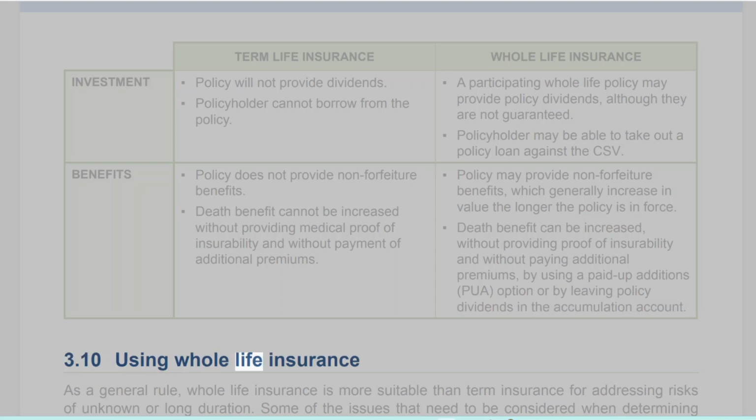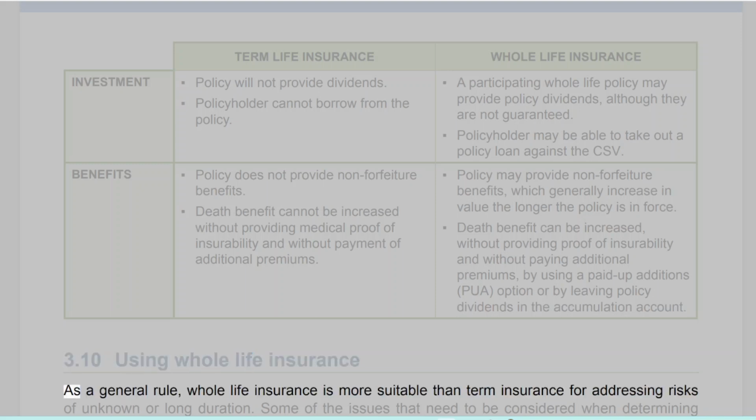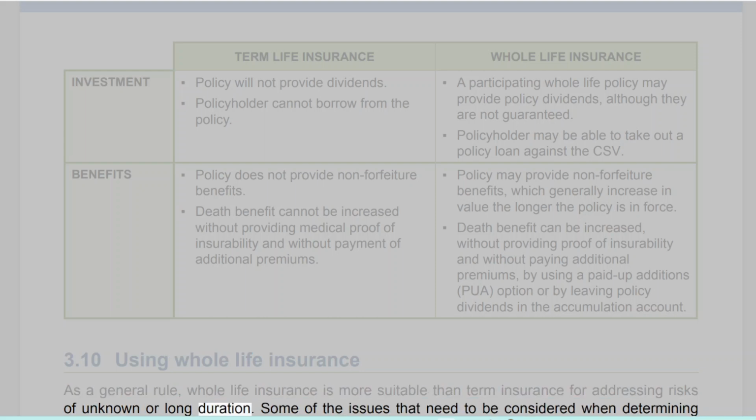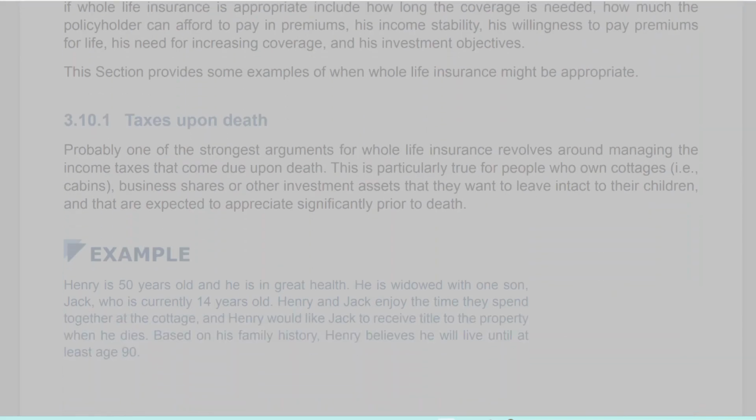3.10 Using whole life insurance. As a general rule, whole life insurance is more suitable than term insurance for addressing risks of unknown or long duration. Some of the issues that need to be considered when determining if whole life insurance is appropriate include how long the coverage is needed, how much the policyholder can afford to pay in premiums, his income stability, his willingness to pay premiums for life, his need for increasing coverage, and his investment objectives. This section provides some examples of when whole life insurance might be appropriate.